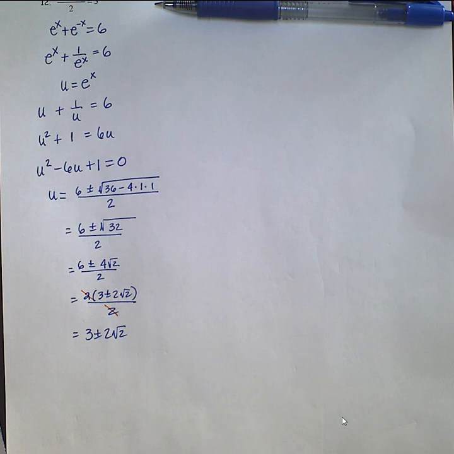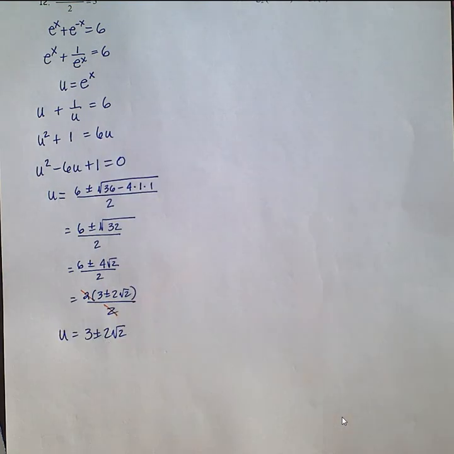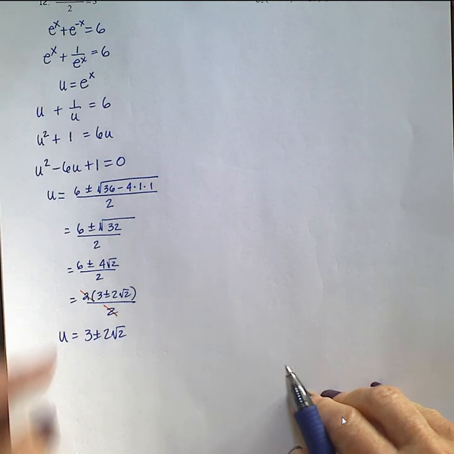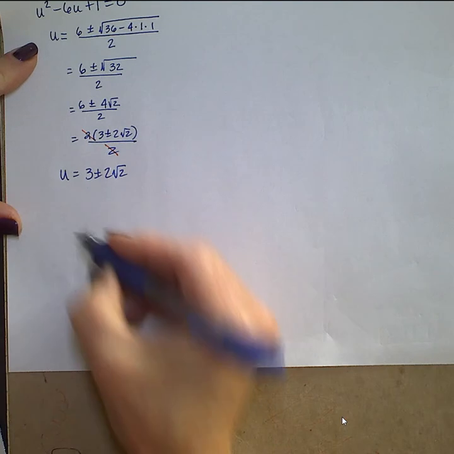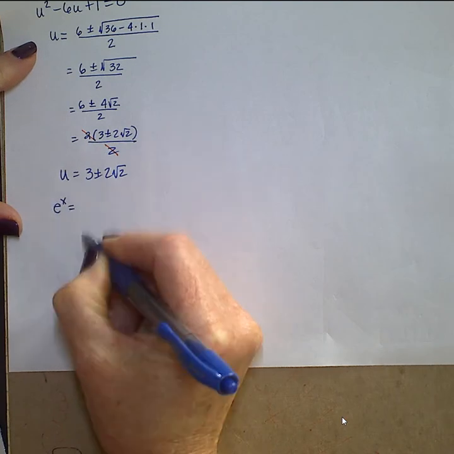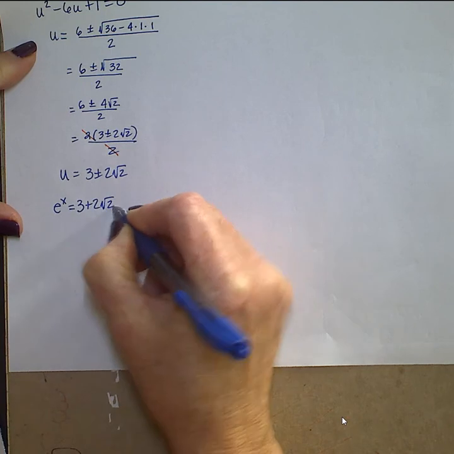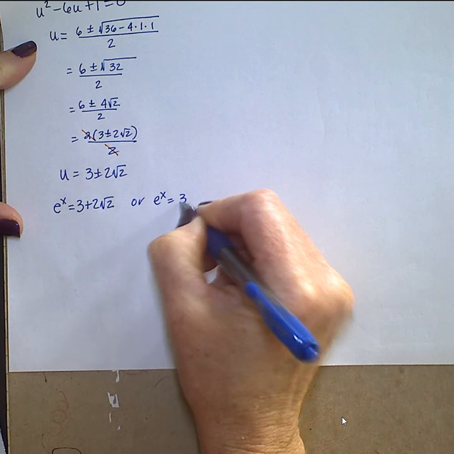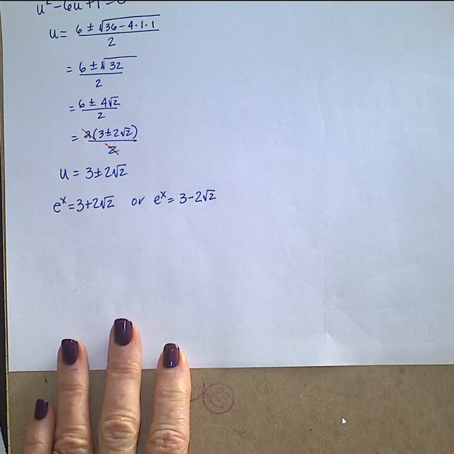No, because what are these answers for? These are answers for u. And we have to solve for x. Oh boy. So we're going to have to flip back. u was e to the x. So now we have e to the x equals 3 plus 2 square root 2, or e to the x equals 3 minus 2 square root 2.